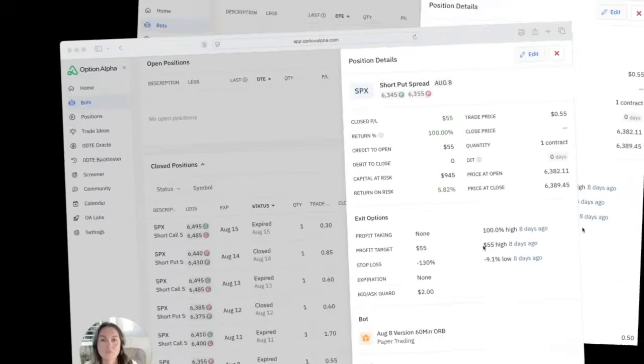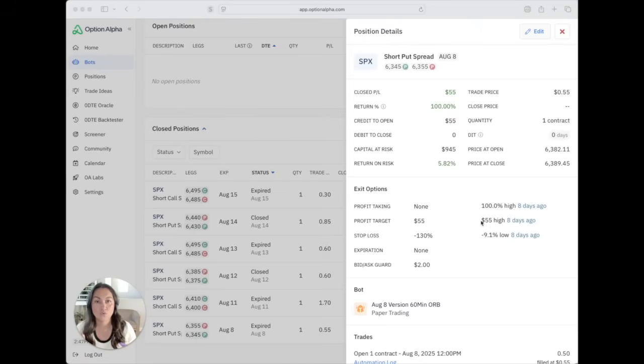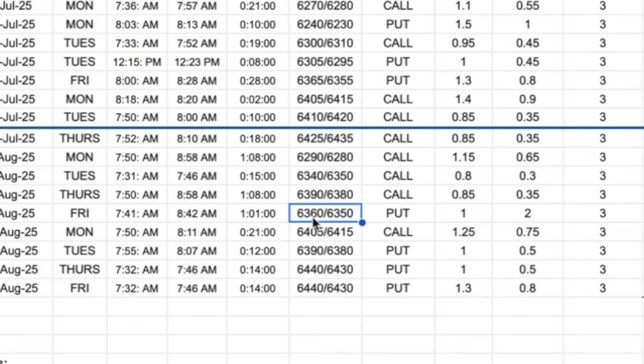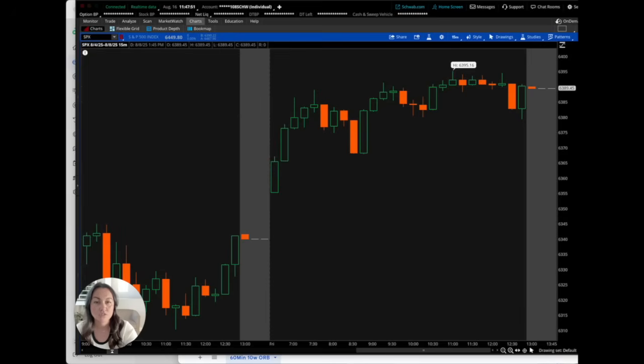Okay. All right. The second challenge I had was the strike selection of the bot. So I'm going to use the same trade from August 8th. And you can see that the bot went short the 55, long the 45. But in my real money, I went short the 50, long the 60. I filled for $1. It filled for 55 cents. Let's look at the chart.